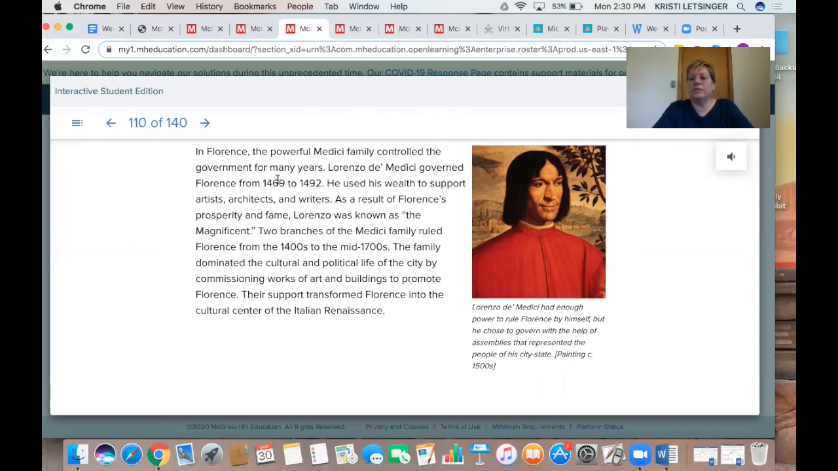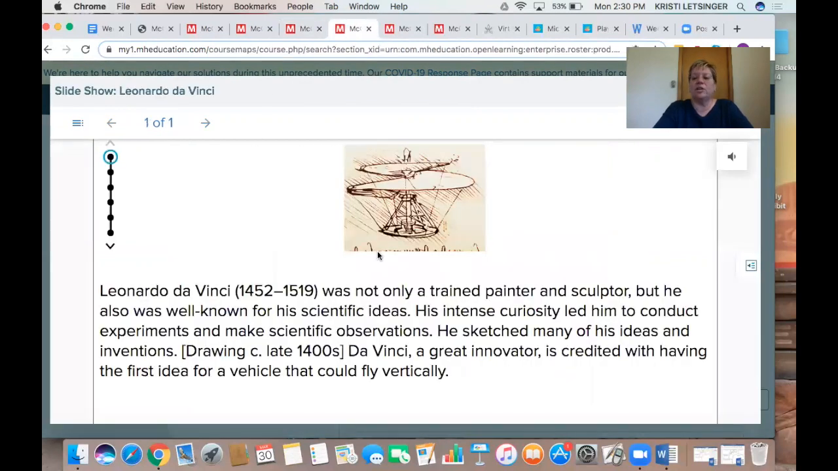Now, the next one we're going to talk about is Da Vinci. Many of you guys know about Leonardo da Vinci. Leonardo da Vinci was known as the Renaissance man. He was famous for doing the majority of everything. He had talent for a little bit of everything.